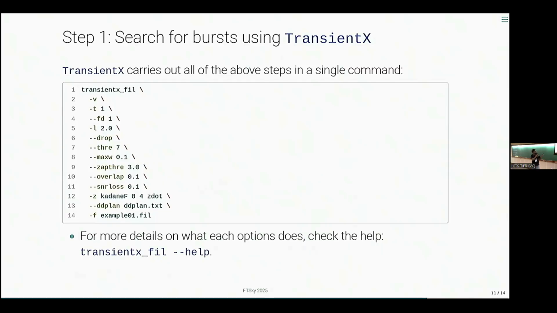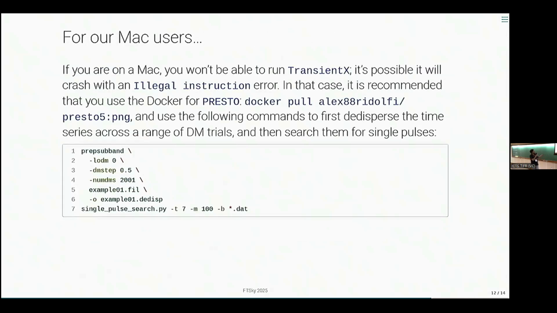Yeah, so for details about the other options, feel free to see the help of the command. Hopefully that decodes it a little bit. Unfortunately, for those on Mac who have M1, M2, M3, M4 chips, TransientX simply does not work. So you can do the same thing, generate a series of time series at different DMs using PRESTO.